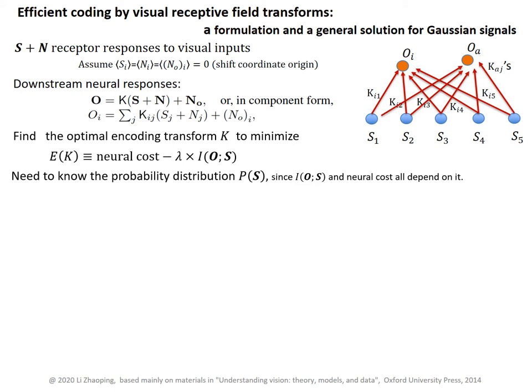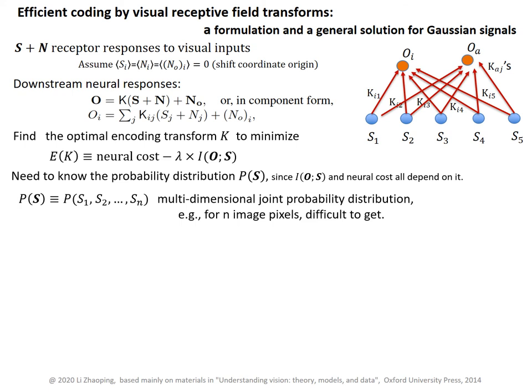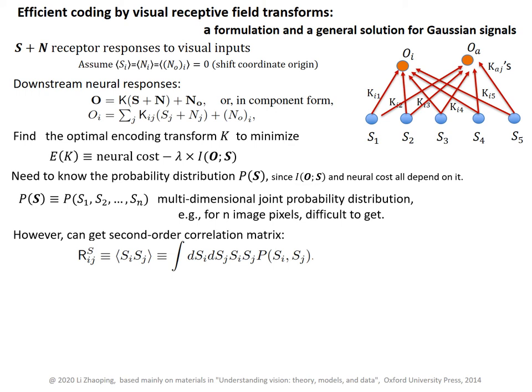For a vector S with many components, this means to get a joint probability distribution on many dimensions. And this is not easy, particularly when n is very large. For example, when n is the number of image pixels. However, we can more easily get another statistical property of the input signal, and this is its second order correlation matrix.